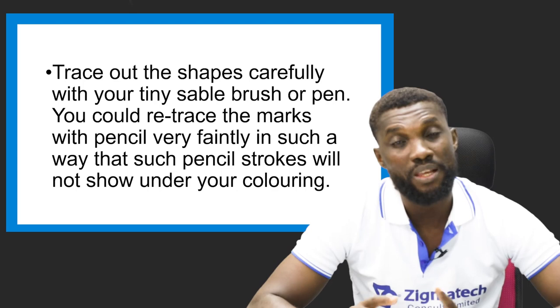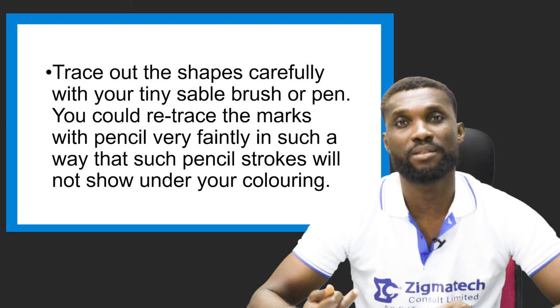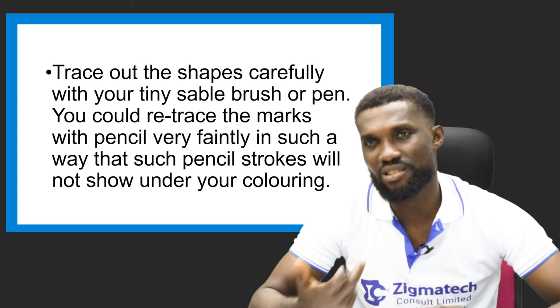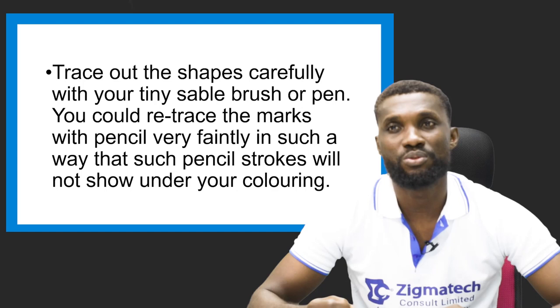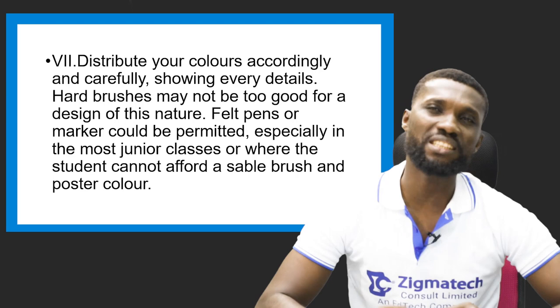because some of these colors are transparent. They are not really translucent, but there are some that are really translucent. You know, they are opaque. You can't see through them. They are very opaque. While some, like the poster color, most of them are transparent. You can see through them. So for such colors, you try to clean up and make your tracing very, very neat. So that is that. Now, after doing that, you distribute your colors accordingly and carefully.